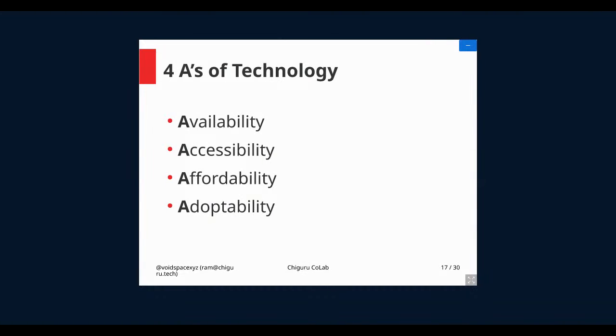Accessibility meaning, is it in a language that I can understand, or if I am disabled, is the whole tool disability friendly? Or, if I'm probably not educated, can I still interact with the tool? Do I know what to do? So this is called accessibility.